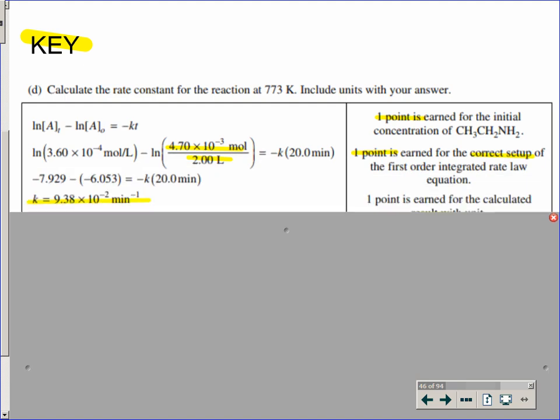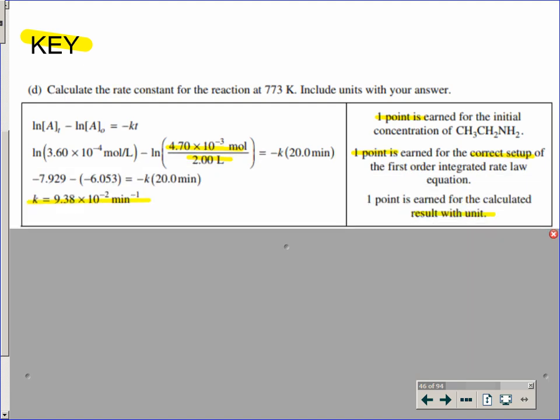Okay. So this was a 3-point question. 1 point for actually finding the initial concentration of ethylamine. They provided you with moles and 2 liters. You had to do the math on the concentration. So even if you didn't literally find the concentration, you just set it up like this, that's totally fine. You got 1 point for setting up the first order integrated rate law, which is using ln of the final minus ln of the initial concentration is equal to negative kt, and plugging in that information accordingly. 1 point for the calculated result with units. So the k, the rate law units are pretty important. Don't forget to cancel, cancel, cancel.